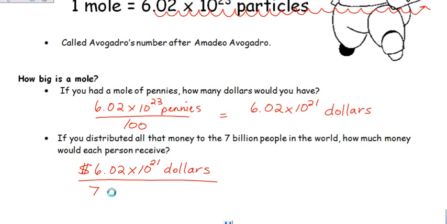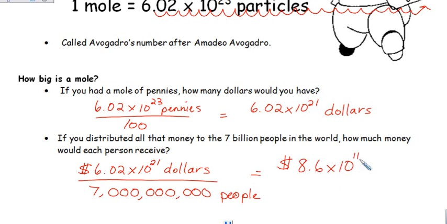Okay, so I plug this in my calculator and I get, yikes, it's like 6 times 10 to the 11th. That's dollars per person.